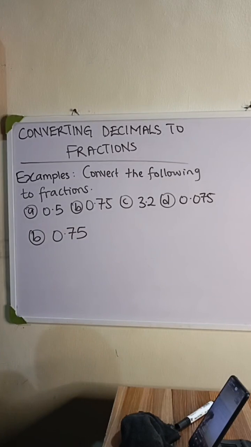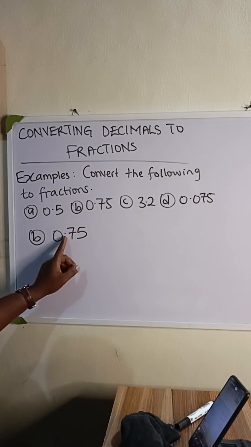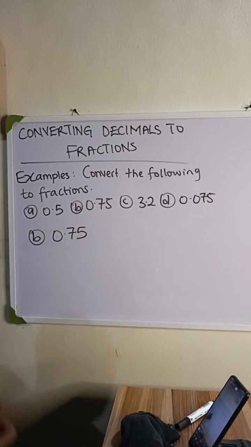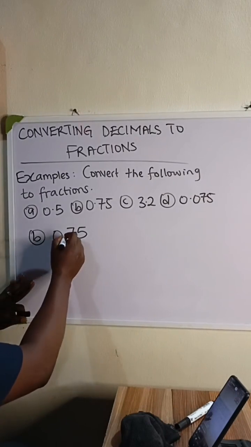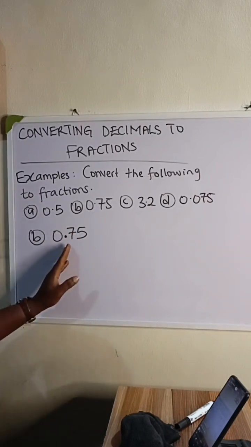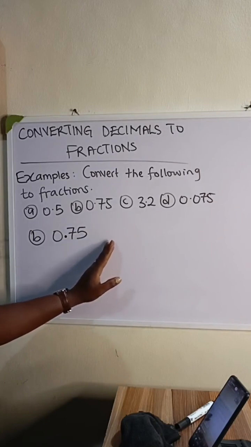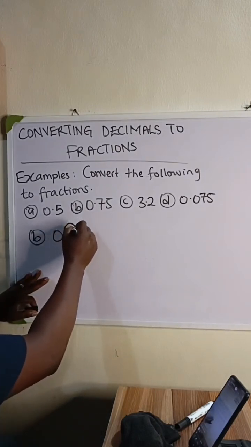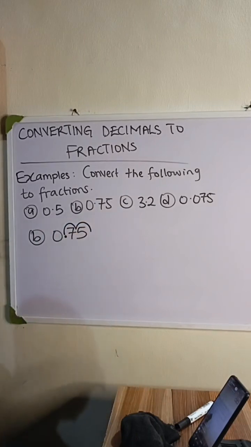0.75. So we want to convert 0.75 to a fraction. Here we have the decimal point, but we need to move this decimal point from where it is to the end. We need to move the decimal point from where it is to the end. So let's see how many times we're going to move it. We're going to move it 1, 2. So we've moved it twice to make it come to the end.